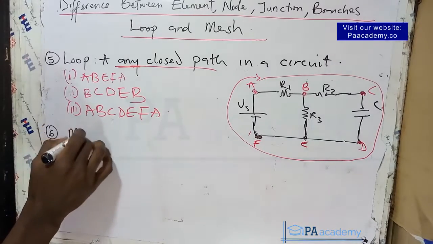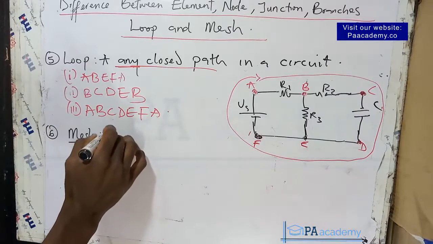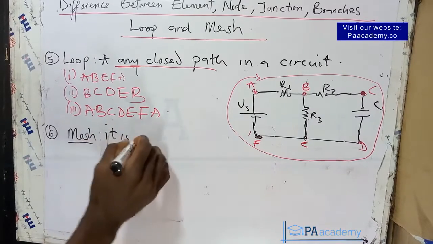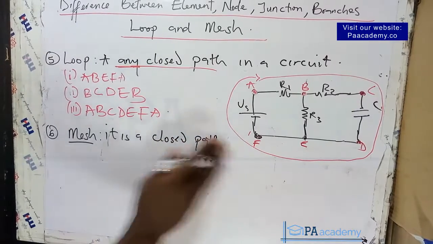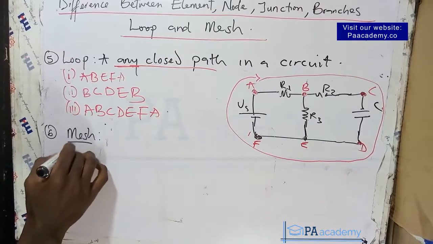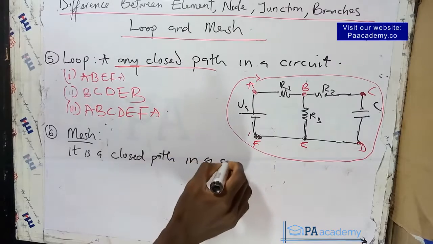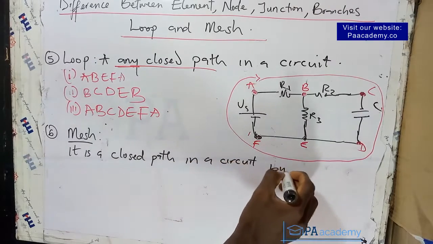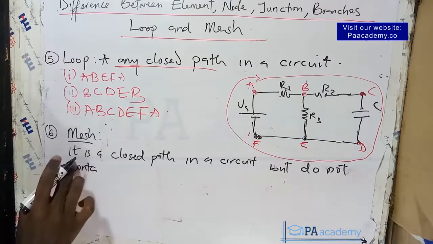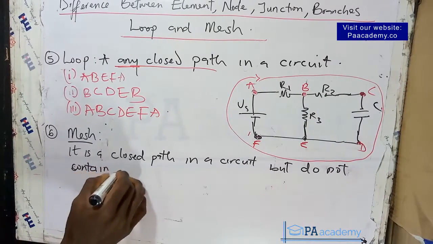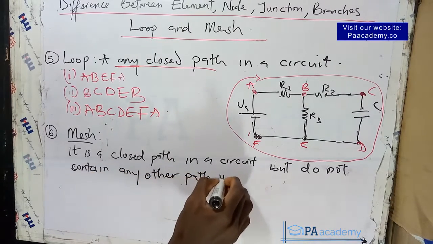So for number 6, mesh. Now you define a mesh as what? It is a closed path in a circuit, but does not contain any other parts in it.